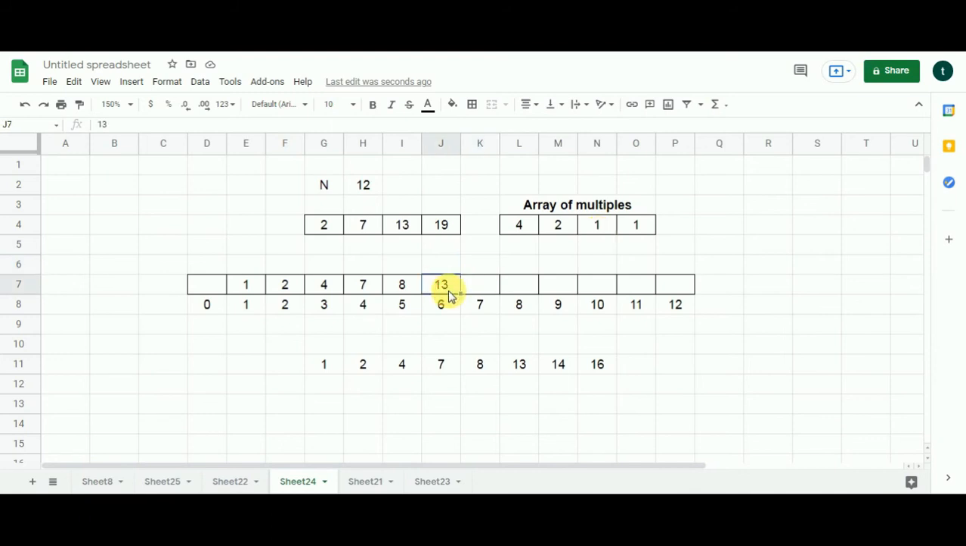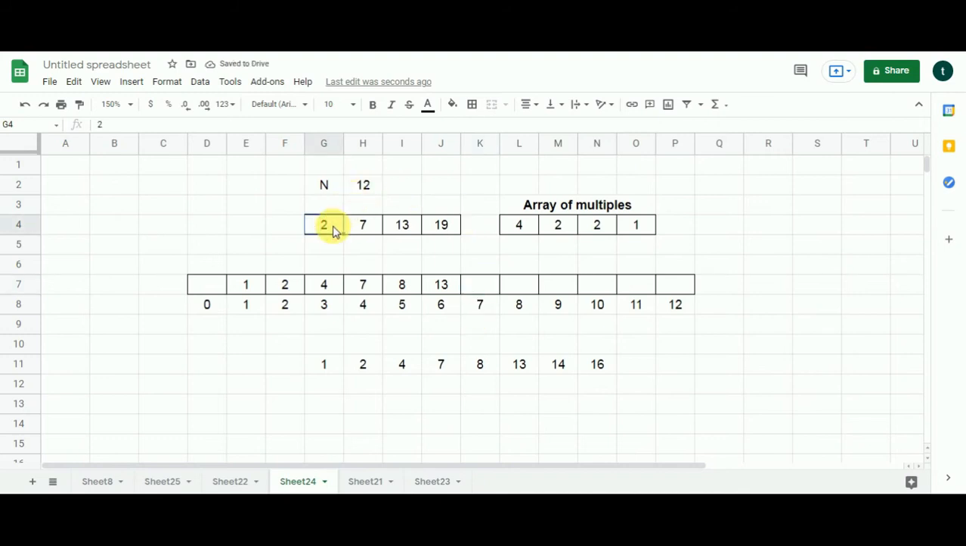Now we got this super ugly number using 13, hence what we are going to do, we are going to increment the index in the corresponding cell in the array of multiples. So this one changes to 2. We move to finding the seventh super ugly number.